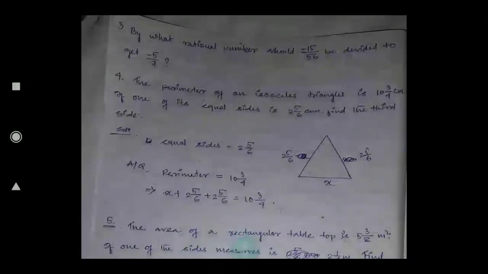Question number 3. By what rational number should minus 15 by 56 be divided to get minus 5 by 7? This one you have to do by yourself, very easy.